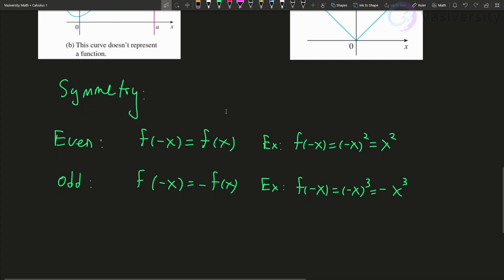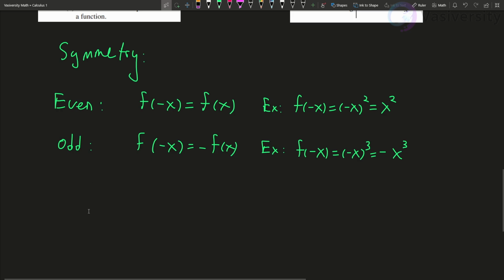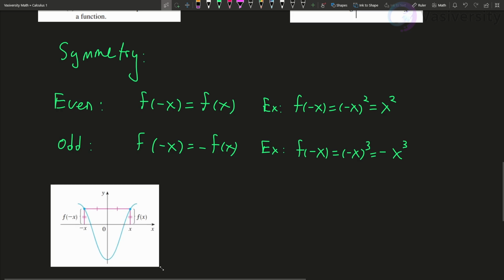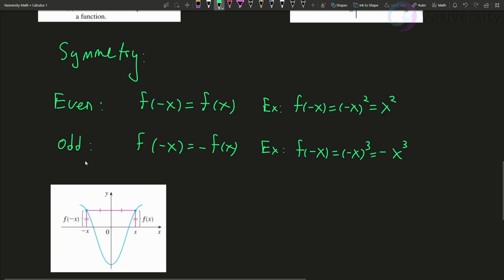So if we want to draw an even function, this is going to be the even function. You see how it's symmetric, the even function. And then on the right-hand side, we will see the odd function.